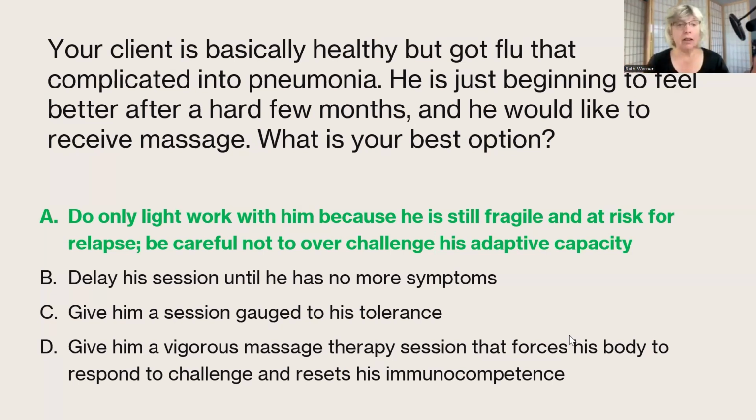The other thing I'll say is, do only light work with him locks you in to only one option, only one style. Give him a session gauged to his tolerance means exactly the same thing as A. Do you see that, Jodi? That C means the same thing as A. To be careful not to over challenge his adaptive capacity, but understand that that's a moving target, right? So we give him a session gauged to his tolerance. I hope that that's clear.